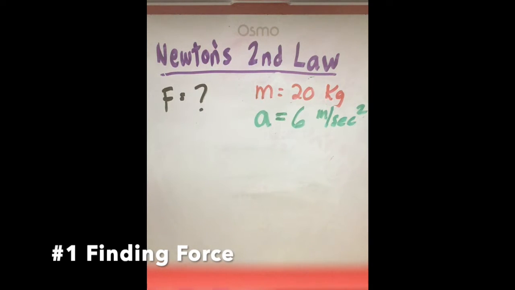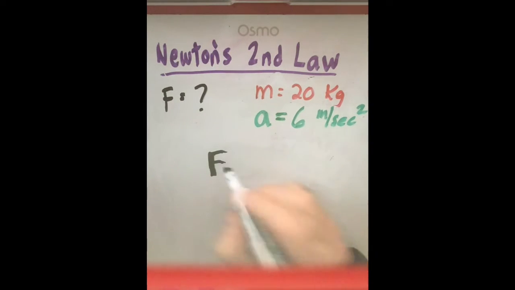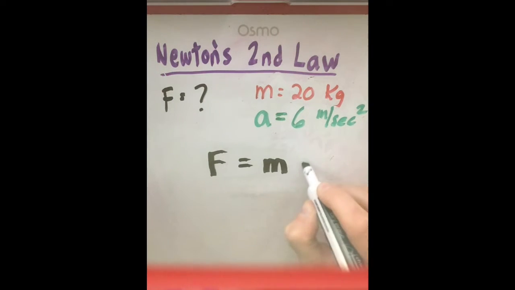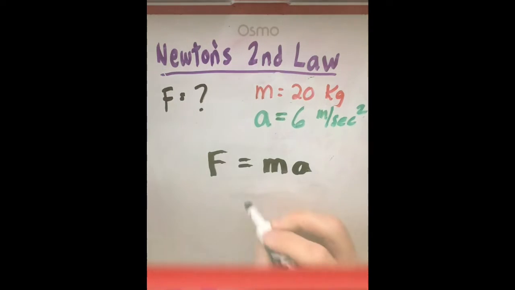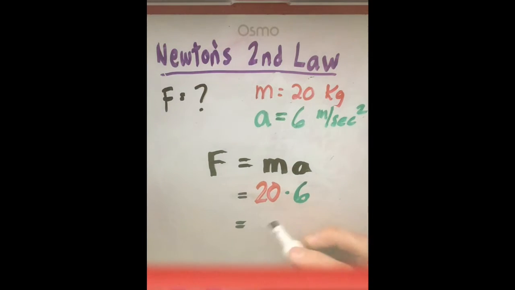What force is needed to accelerate a 20 kilogram mass at 6 meters per second squared? To figure this out, we first write our formula. F equals mass times acceleration. Now the next thing we can do is plug in our values. The mass is 20 kilograms, the acceleration is 6 meters per second squared. 20 times 6 is 120 newtons. It takes 120 newtons to accelerate a 20 kilogram mass at 6 meters per second squared.